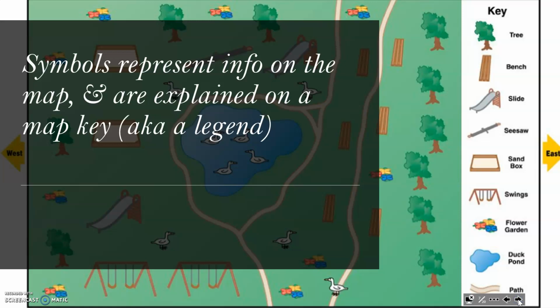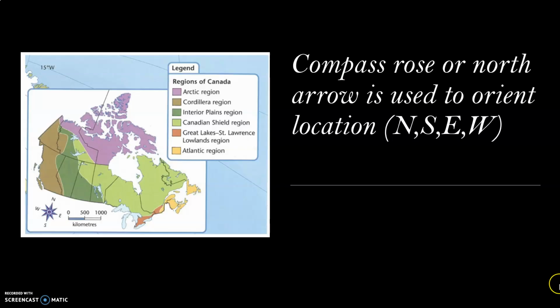Symbols represent information on the map, and they're explained on a map key, which is also known as a legend. So here on this very childish map, we see that anytime we see flowers, those flowers represent a garden, and anytime we see water, that represents a duck pond.